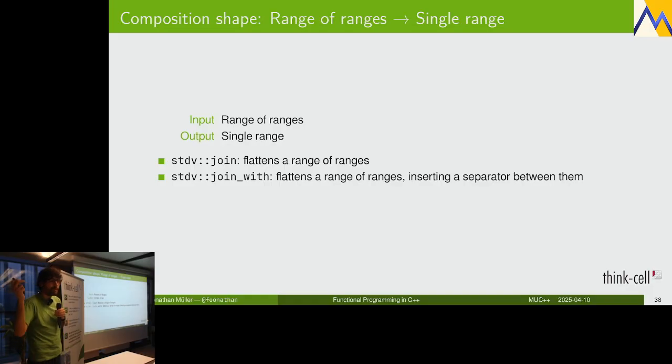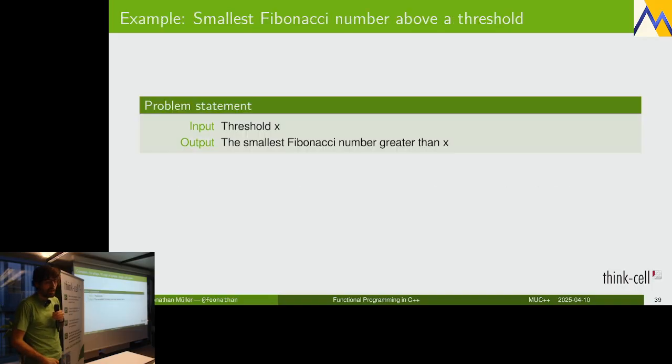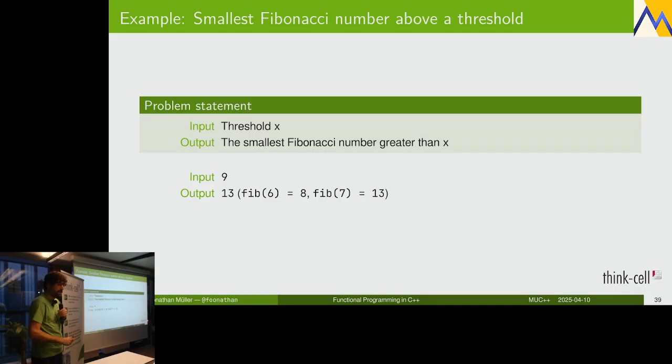Now, all of these problems were pretty obvious range problems. Our input was some sort of range. So about this one. Now the input is a single number x, and the output should be the smallest Fibonacci number that is greater than x. So if the input is 9, then the output should be 13, because the 6th Fibonacci number is 8, and the 7th Fibonacci number is 13. So 13 is the smallest Fibonacci number greater than 9.